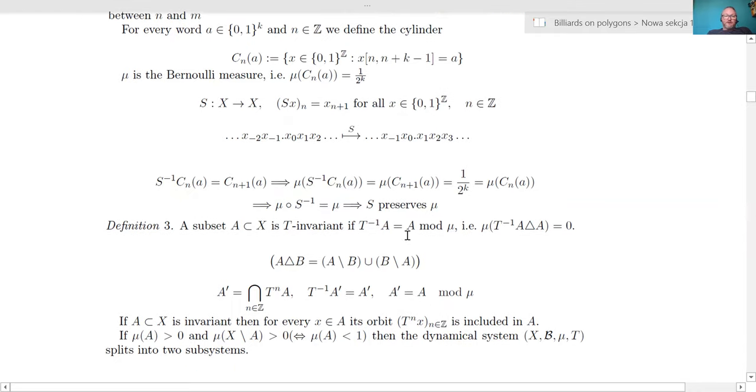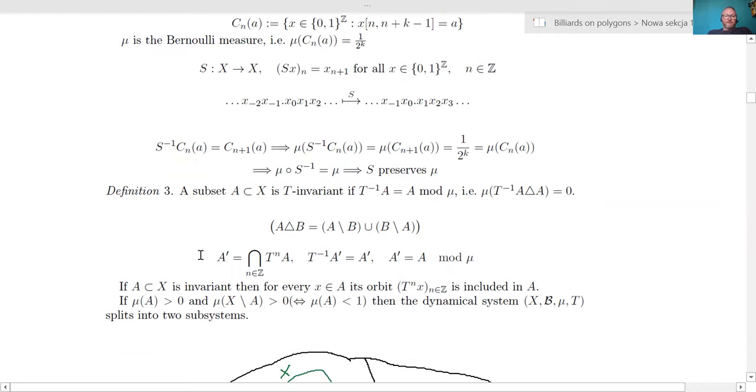If you don't like measure theory, then we can construct a set A prime, which is the intersection of this form. And then this set is really invariant in this sense, and it's equal in measure to the original set A.